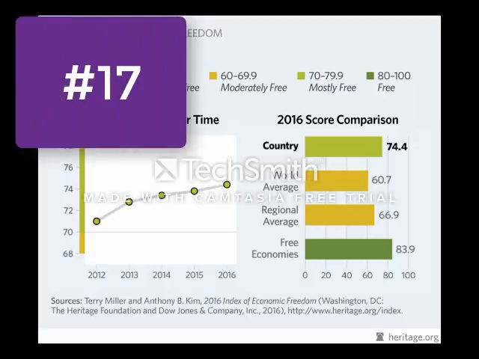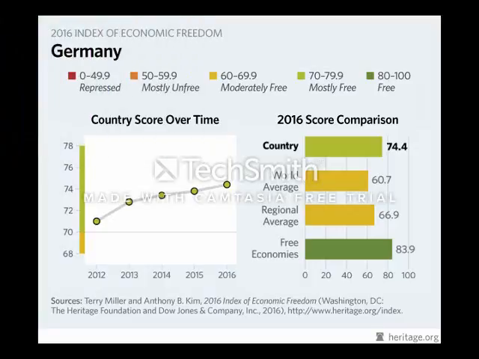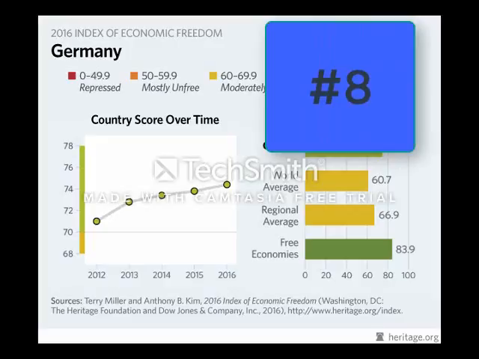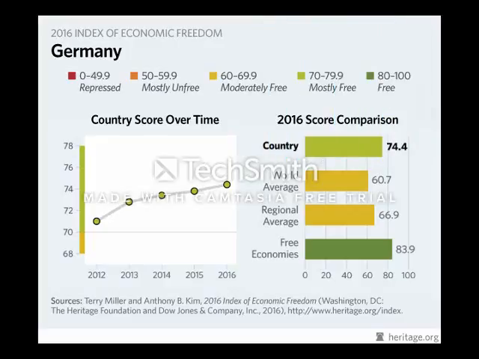Germany is ranked 17th in the 2016 Index of Economic Freedom. It's ranked 8th out of 43 countries in the European region. Germany is open to global commerce.